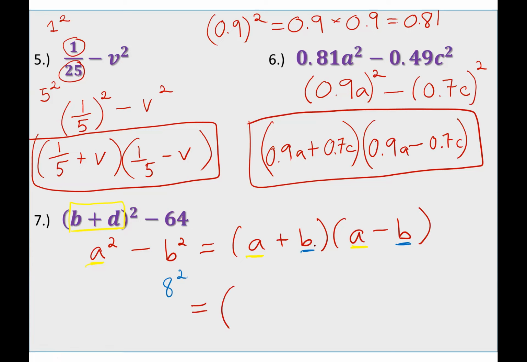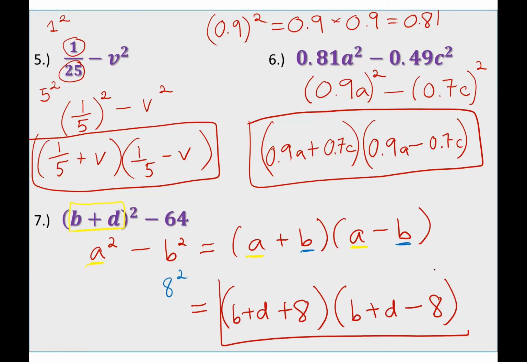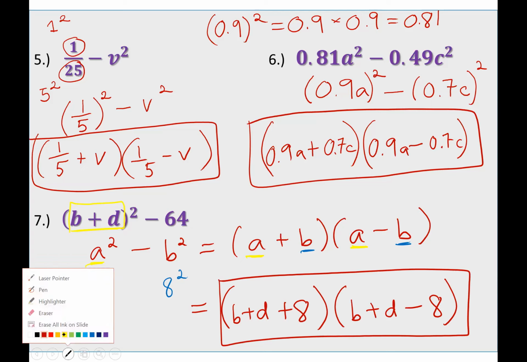Parentheses. Instead of a plus b, we're going to write b plus d plus 8. Close the parentheses. Here's my second parentheses. Instead of a minus b, I'm going to write b plus d minus 8. And that is my long final answer. Okay, so I hope you can see the pattern. It's a little less obvious, but again, instead of a, it's b plus d. And then the plus b and minus b is just the plus 8 and the minus 8.